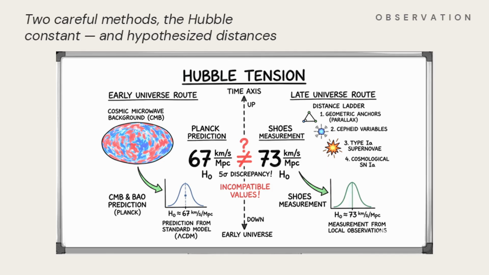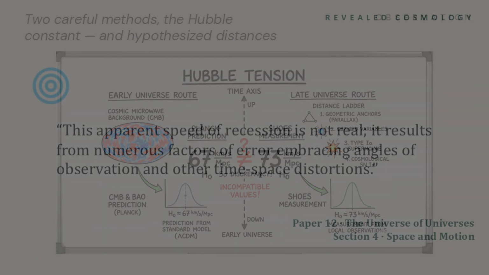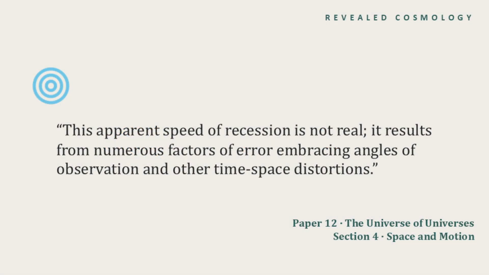H0 sits in the middle of the derivation chain. When two independent paths to the same number disagree at this level, either one or both measurement chains carry a systematic error, or the framework that produced the chain requires revision. The architecture the papers disclose identifies the structural sources of error in redshift-based distance estimates directly, when it says, "This apparent speed of recession is not real.